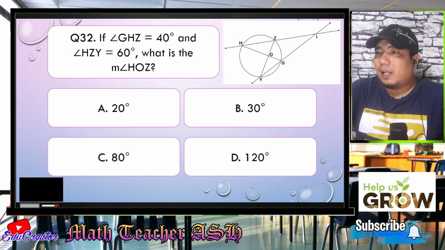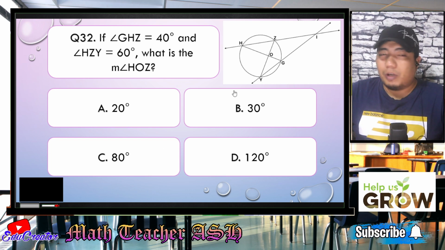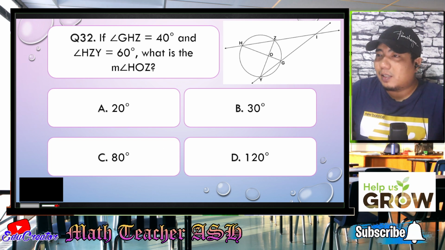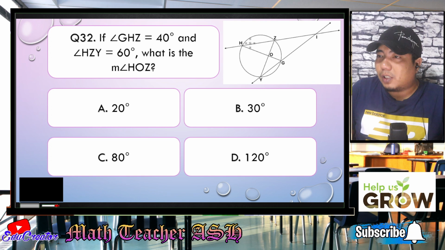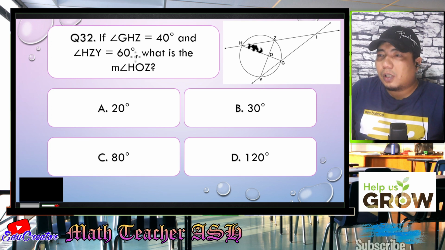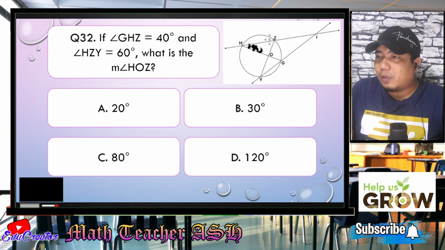Alright, math learners, let us put our values in our given so that we can solve this easily. GHZ, where is that GHZ? So this is the one, right? This one is 40 degrees. HZY, so this is also the one being talked about. The measurement is 60 degrees, so I'll just make an arrow here. Now, what is asked is HOZ. So this is the unknown, my dear math learners.